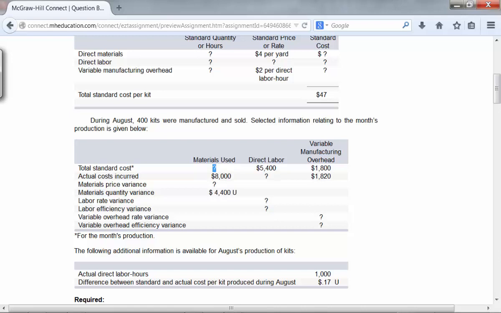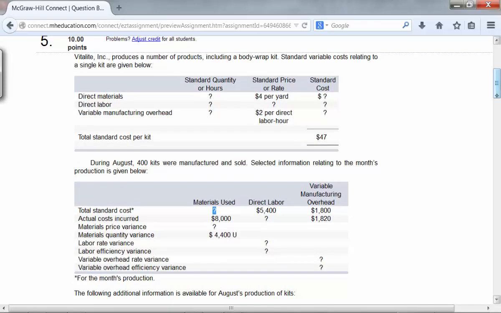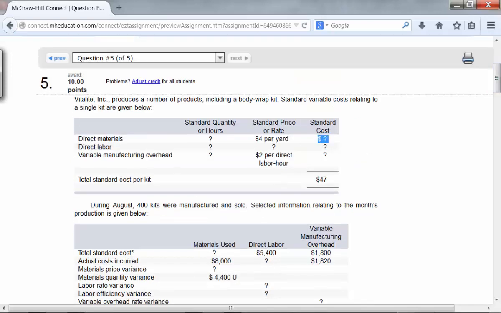We know that to make the 400 kits, it should have cost them $5,400 in direct labor dollars, and it should have cost them $1,800 in variable overhead. But as far as direct materials, what should it have cost them? It actually cost them $8,000, but what should it have cost them according to the standard? All this question mark is the standard cost per kit, what it should cost them per kit for materials, times the 400 actual kits that were made. But we can't get this until we get this.